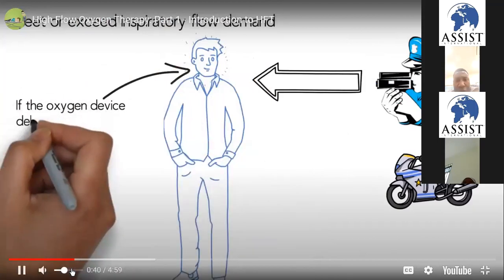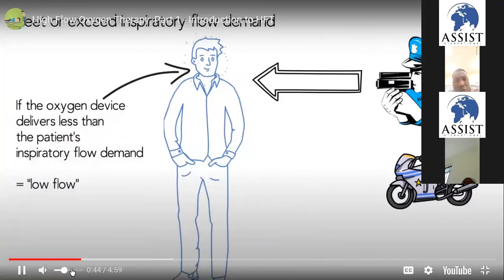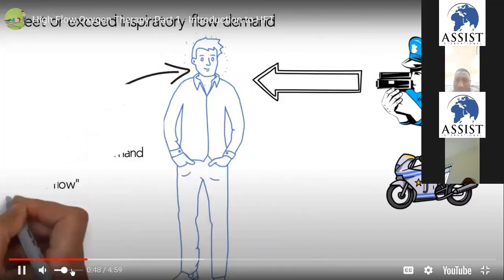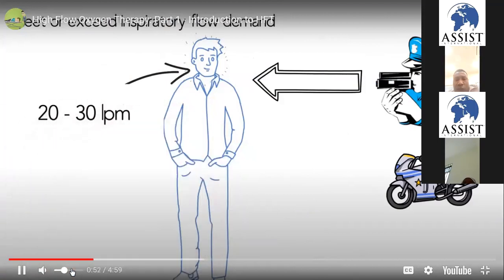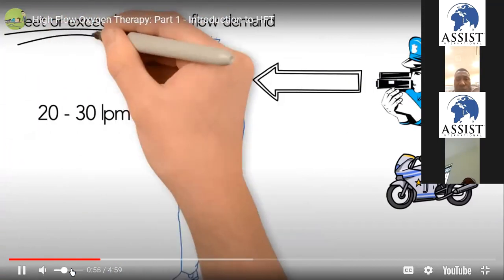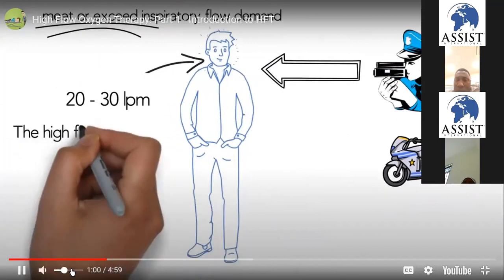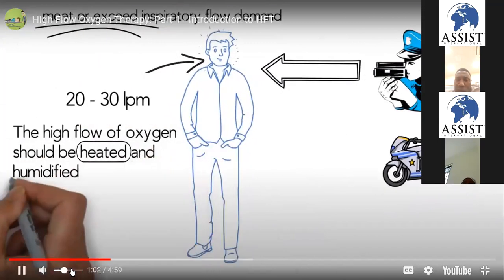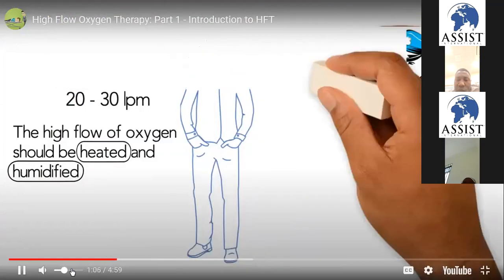If an oxygen device delivers less than the patient's inspiratory flow, then the delivery is called low flow. So because the average adult who is at rest inhales at a flow of 20 to 30 liters per minute, a high flow device should be capable of delivering at least that much. Now, in order for this high flow of oxygen to be comfortable to the patient, the oxygen should be heated and humidified to maximize patient tolerance and comfort.